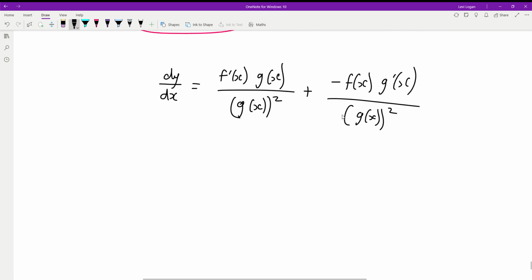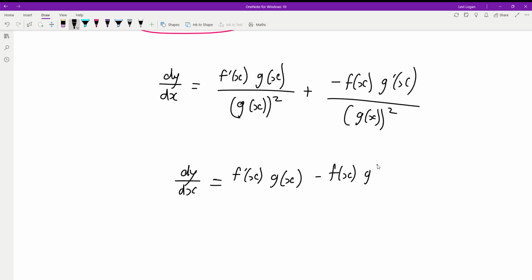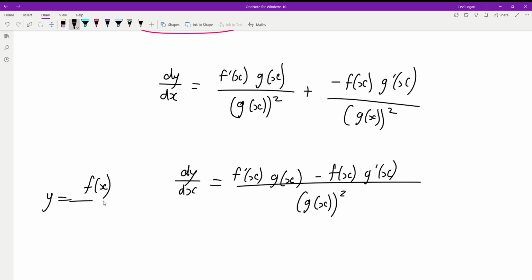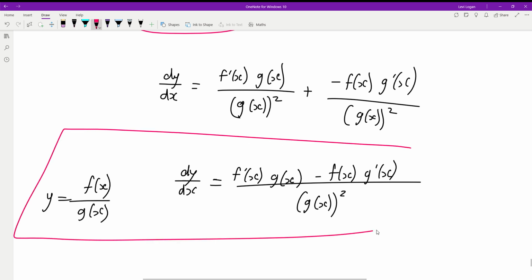I can combine them together because they have the same denominator, so I get dy/dx equals f'(x) g(x) minus f(x) g'(x) all on g(x) all squared. Okay, and this is if we have y equals f(x) on g(x). So this is what we call the quotient rule for differentiation.